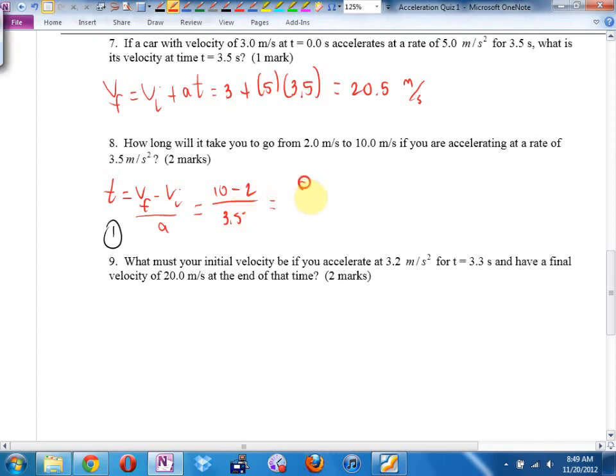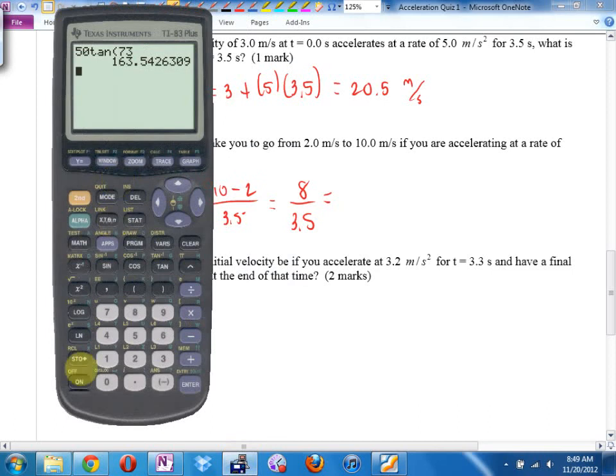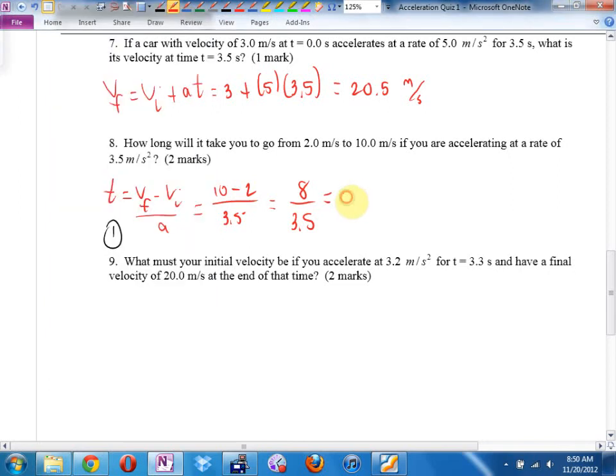10 minus 2 is 8 over 3.5. Can I do this one in my head? 2 point, I don't know, 1 something. No, a little more than that. 2.2857, 2.3 seconds. And that would also get you 1 mark for the answer.